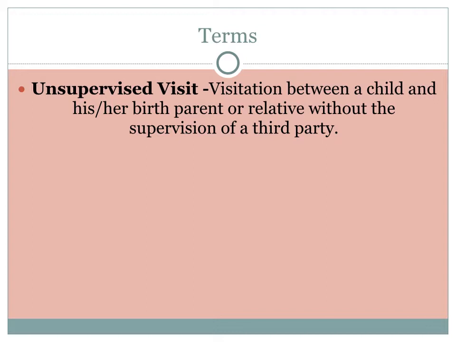Unsupervised visit. An unsupervised visit is the visitation between a child and his or her birth parent or biological family member or relative without the supervision of a third party.